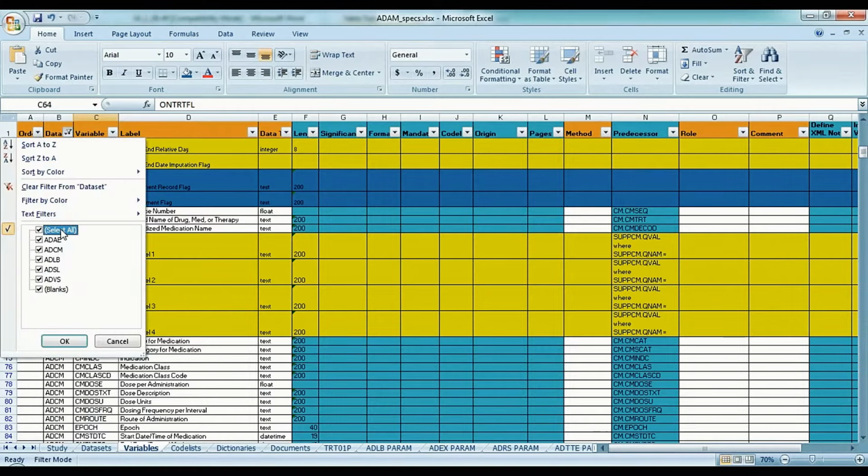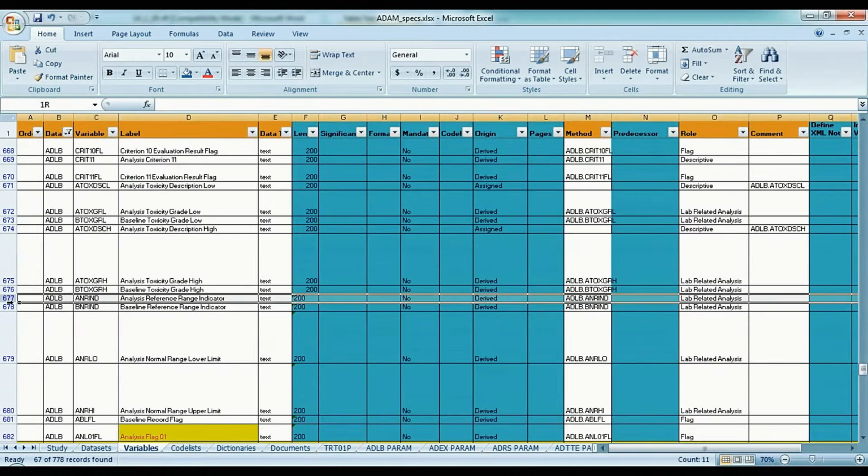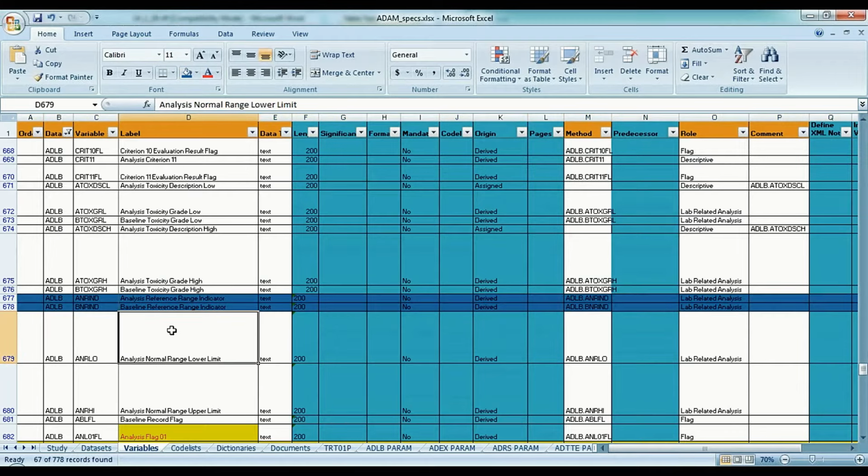The main and important variables in the ADLB dataset are, so here you can see, these two, BNRIND and ANRIND, which are most important. BNRIND is the value of the particular parameter for the subject at the time of baseline, and ANRIND contains the post baseline values related to the lab reference ranges. So, analysis reference range indicator, and this is the baseline reference range indicator. We can cross compare these to get the number of subjects shifted from baseline to post baseline. So these two variables are most important.